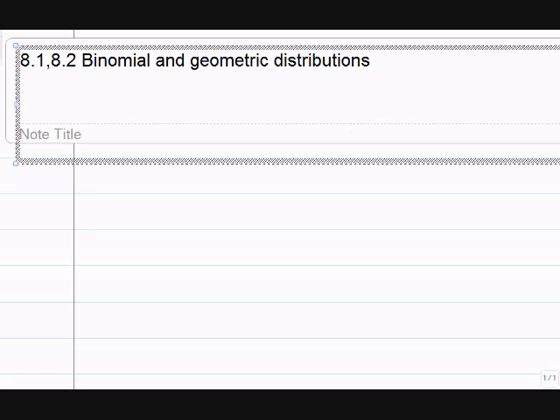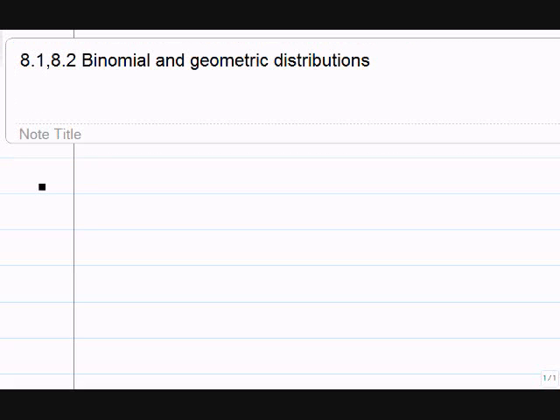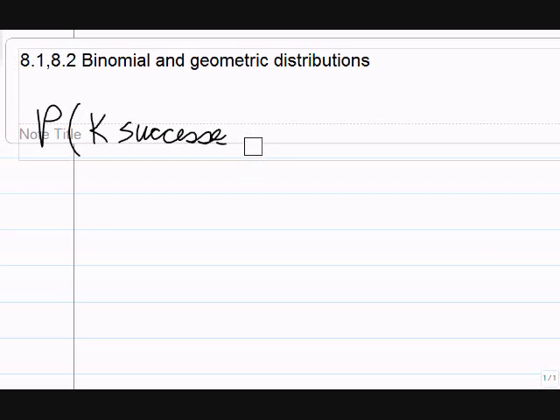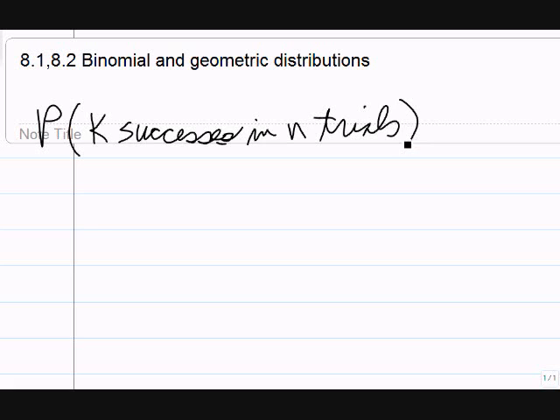All right, so we're going to continue a little bit with the binomial, because we've got a formula for the binomial. Let me just reiterate the formula for the binomials. The probability of k successes in n trials is how we write this.